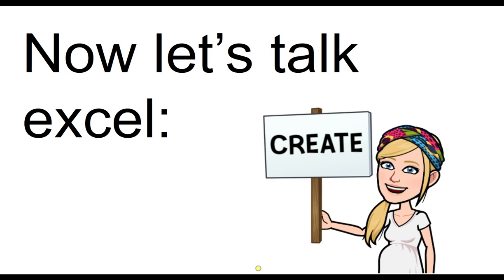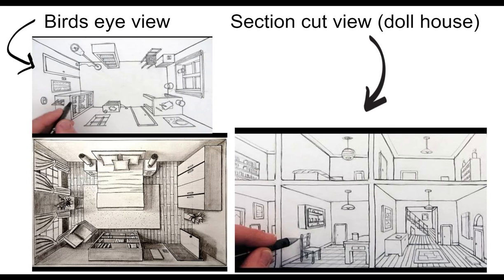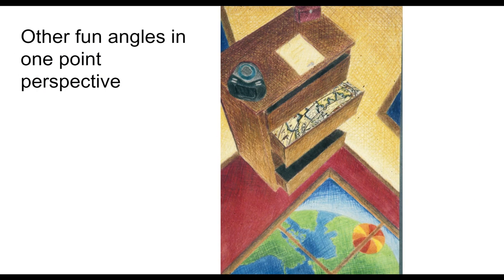Okay, so you do have opportunities to excel. To excel, I do want to see a different perspective of your room. This could be in the form of a bird's eye view, or a section cut view, which is also like a dollhouse. So here's an example of how you could show just a little tidbit of your room in a bird's eye view perspective, while still keeping that surrealist touch.